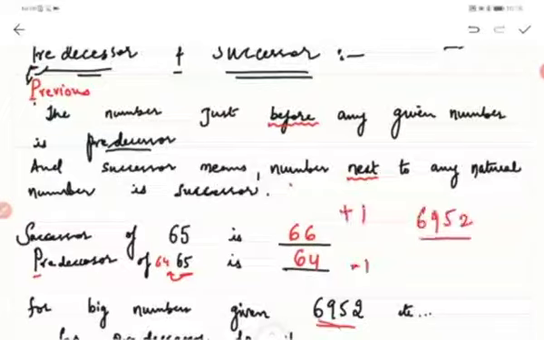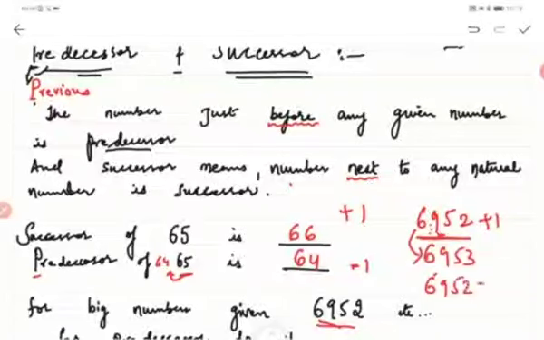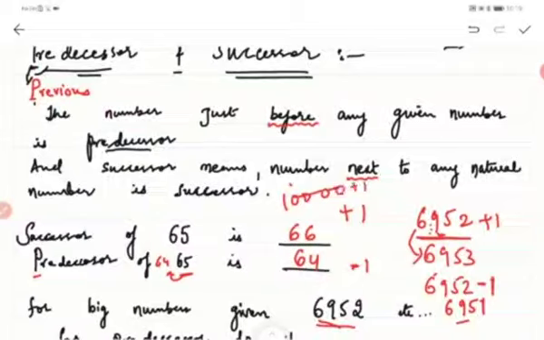I took 6952. I want the successor of this number. If I want the successor, I will add 1 to this. So how much is it? 6953, right? 6953 will be the successor of 6952. What about the predecessor? For the predecessor of 6952, you will do minus 1, so your answer will be 6951. All right. So if any very big number is given, like 10,000, and you're not able to find the successor, it's easy, just add 1. If it is the predecessor, you get confused, right? So just do minus 1 for the predecessor.